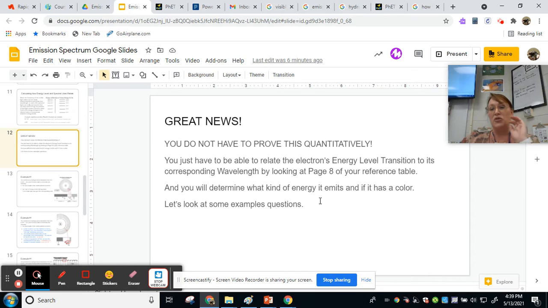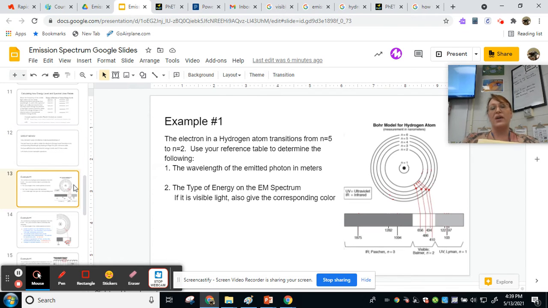We just have to be able to correspond the transitions in the energy levels for the electron to the wavelength of the spectral line that is created by that photon of light that's emitted when it drops to a lower energy level. So let's look at some example questions. Here's one where we have a hydrogen atom. It's got electrons. The electrons transition from n equal 5 to n equal 2. And we want to figure out what wavelength of photon would be emitted.